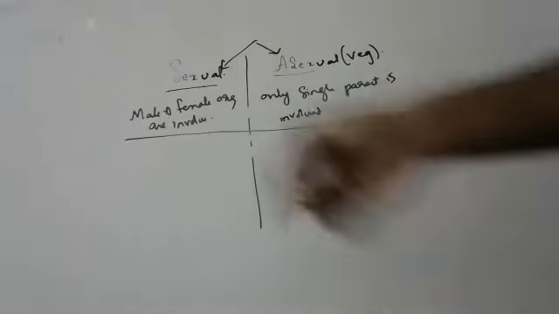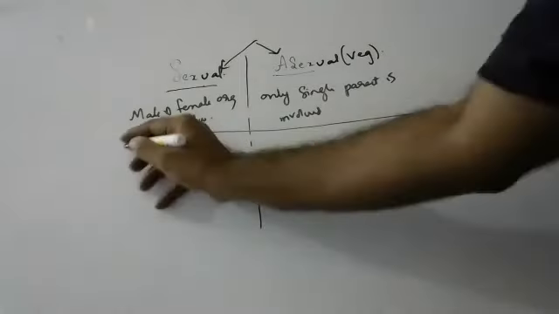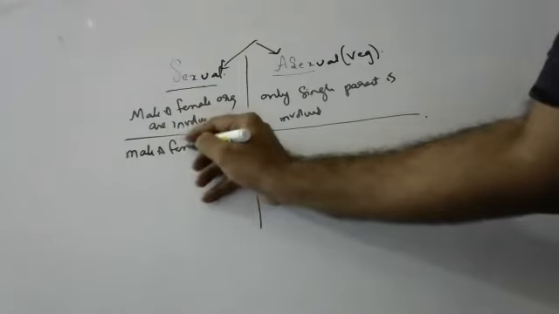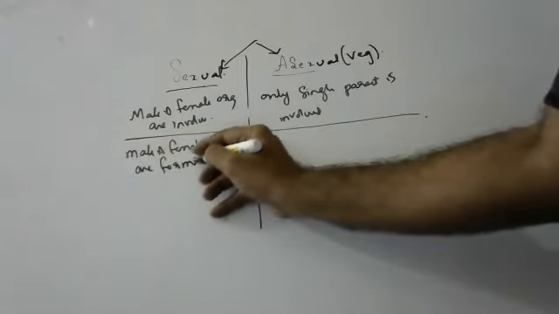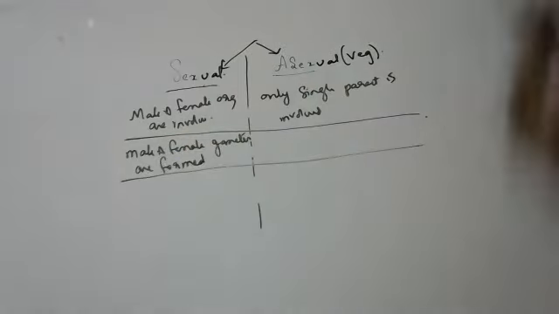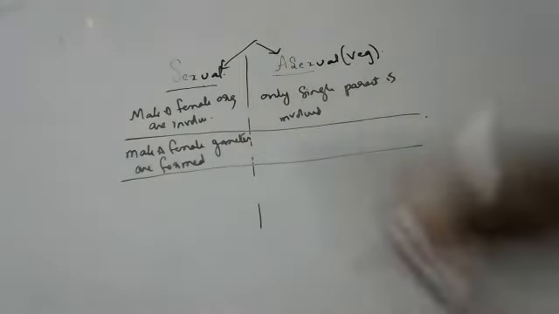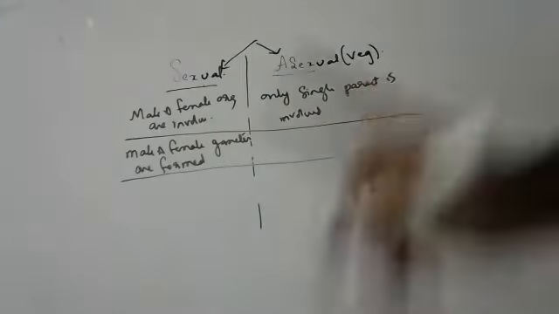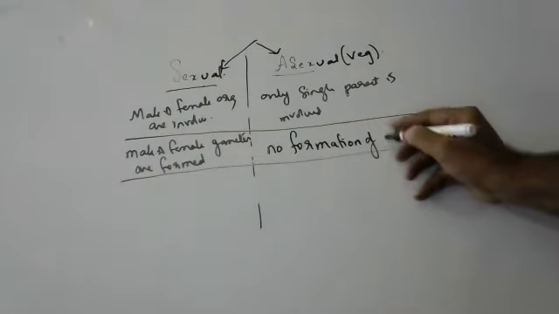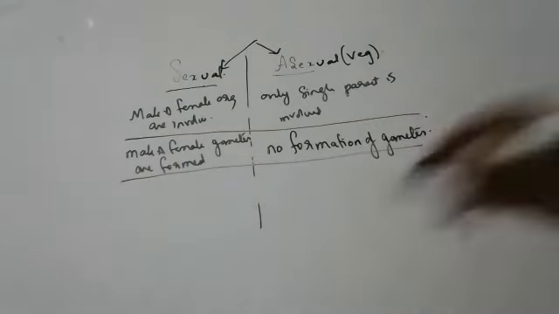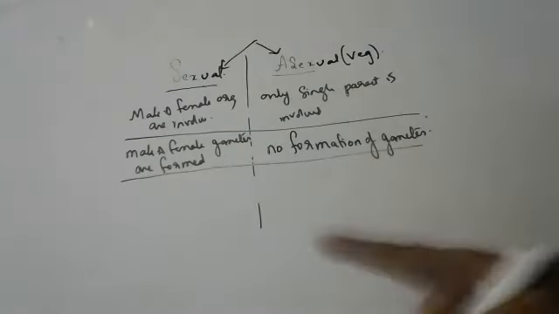Very, very important, children. Because male and female organisms are involved, male and female gametes are compulsorily formed. You'll ask, what is meant by gametes? In males, gametes are sperms. In females, gametes are ova. I am talking about human beings. Because male and female are there, gametes must be there. Because here only a single parent is involved, there is no formation of gametes, or if gametes are formed, only one kind will be there.